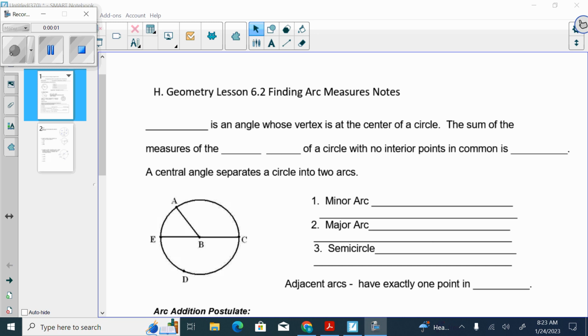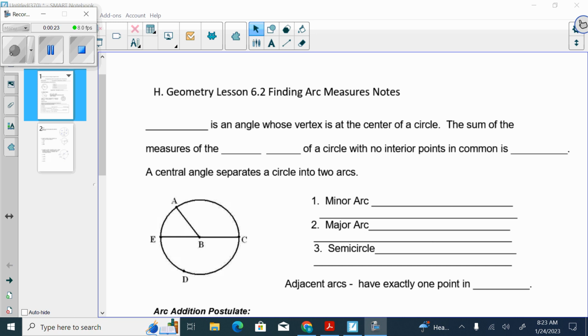About finding the measures of arcs. So today we're just going to be measuring our arcs in degrees. There's going to be a relationship between the angles in a circle and the arcs of a circle, so their degrees will have a relationship. First we're just going to fill in these blanks up here at the top with some definitions.